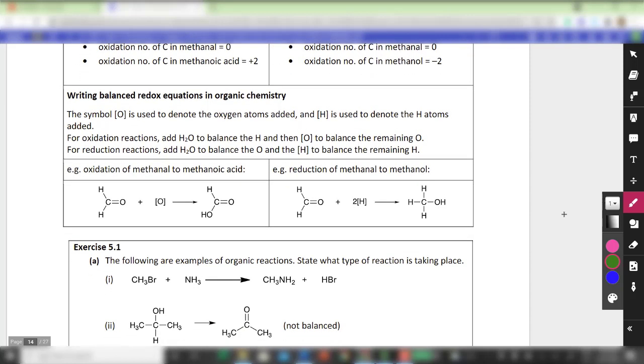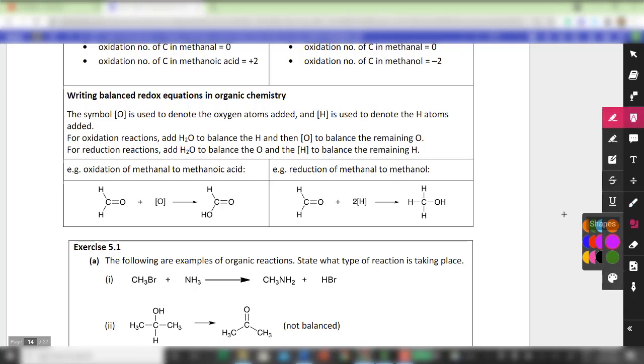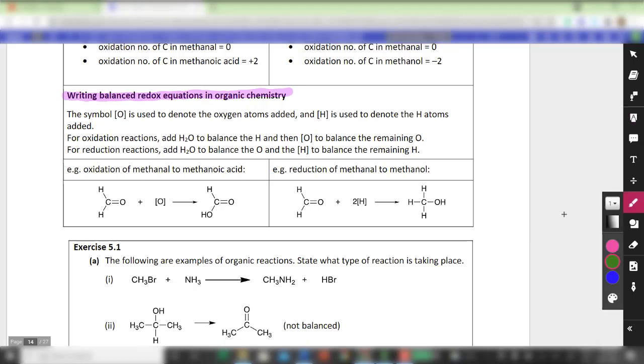This particular portion is a little interesting: writing a balanced redox equation in organic chemistry. Normally for organic chemistry, we do not. Maybe I shouldn't say we do not, but to save time, we usually represent the addition of O with a bracket O, without bothering to balance them in the stoichiometric ratio with the correct oxidizing agent.